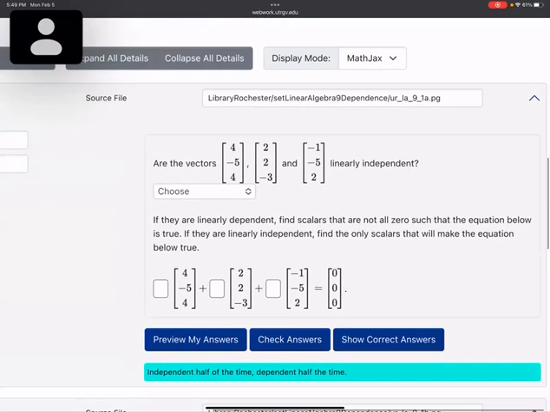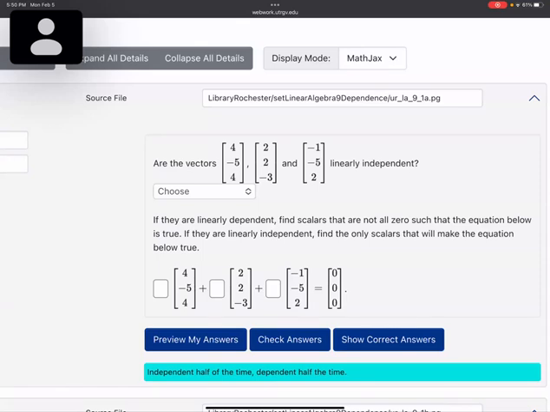So are the vectors linearly independent? If they're linearly independent, find scalars, not all zeros, such that the equation below is true. Yeah. So we had to do just what we did, right? So make the system. So what is it? Let me write it down. 4, minus 4, 5. 4, minus 5, 4, 2, 2, minus 3, minus 1, minus 5, 2.